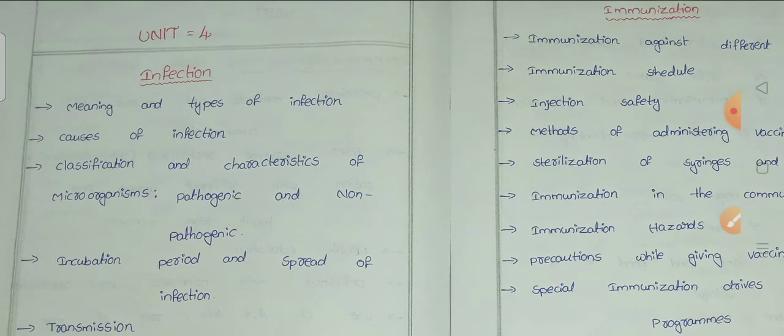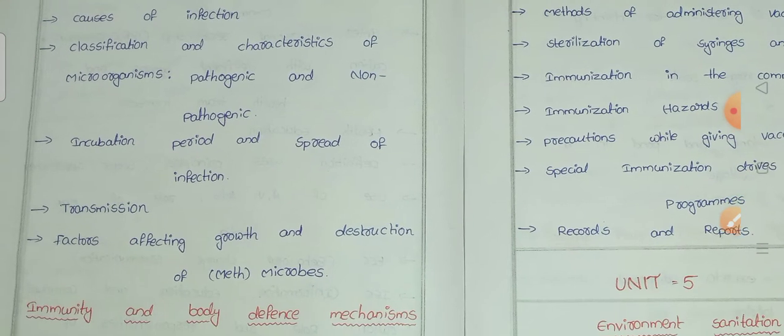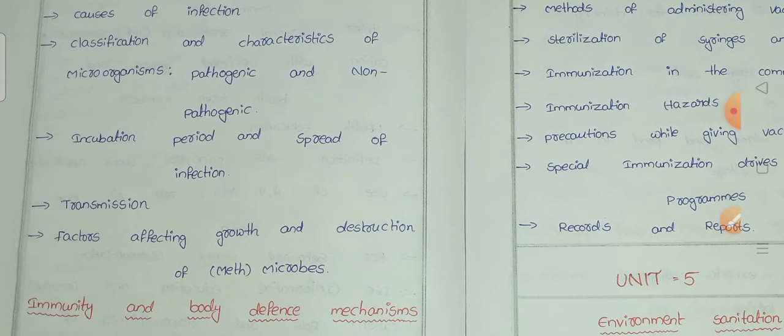Define infection, types of infection, causes of infection, classification of microorganisms. Incubation means what? Incubation, transmission, next quarantine, isolation, fomites. Next agent, host, environment, next quarantine, isolation, incubation, epidemic, endemic, pandemic, sporadic. These topics of the terminology are very, very important.